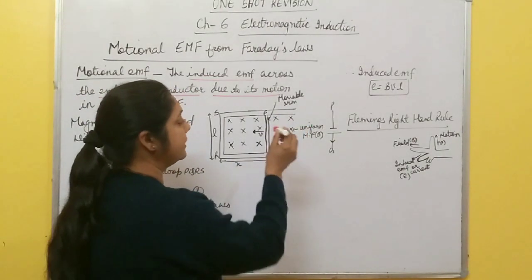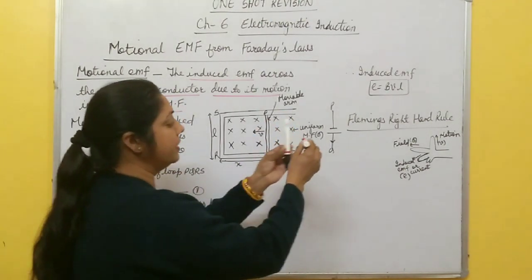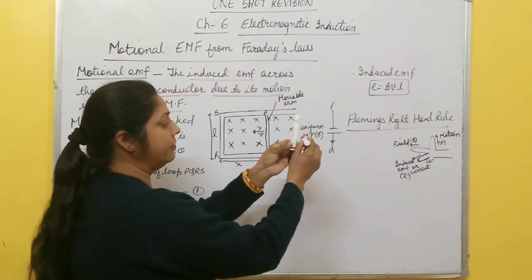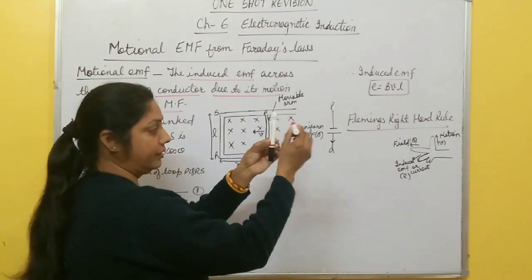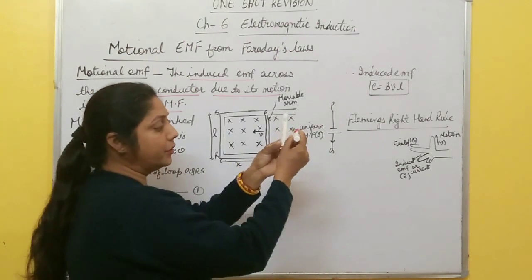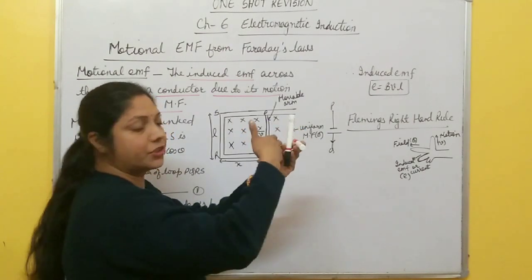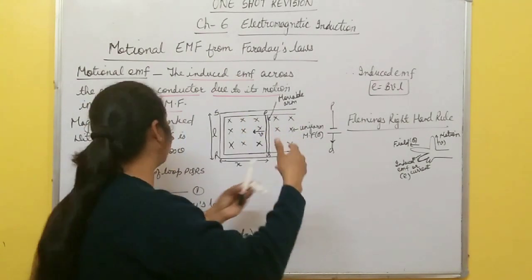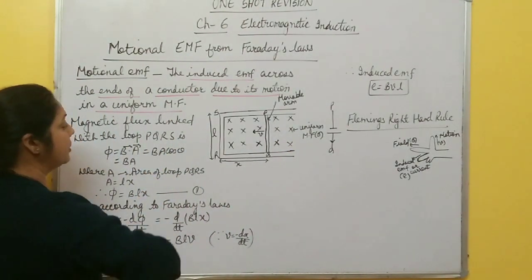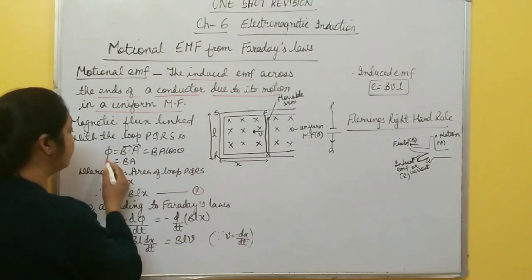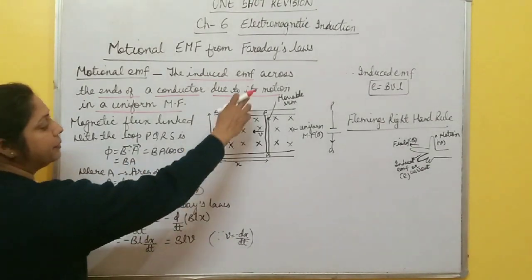Suppose this is the inward direction of the magnetic field, and this PQ is moving towards left like this, so it is moving perpendicular, normally, to the direction of the magnetic field. The area vector of this loop is in the direction of the magnetic field. So the angle between B and A is 0 degrees. So cos 0 is 1, and this flux becomes B into A, where A is the area of the loop PQRS.